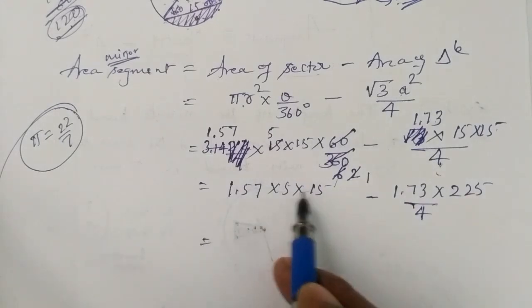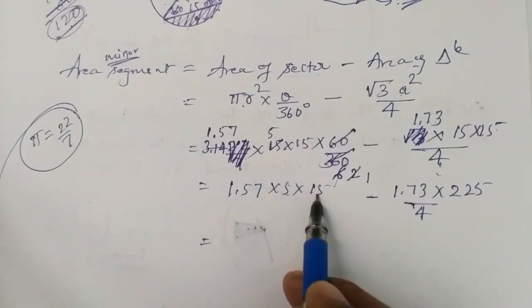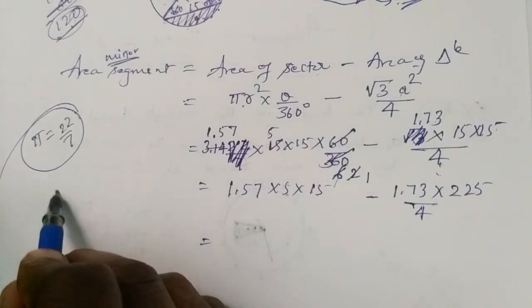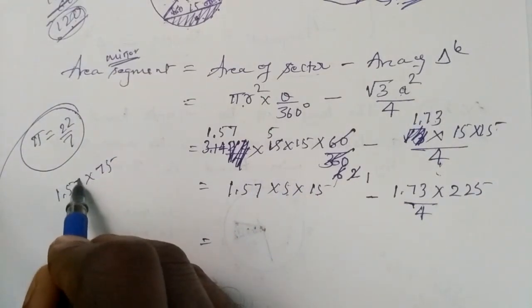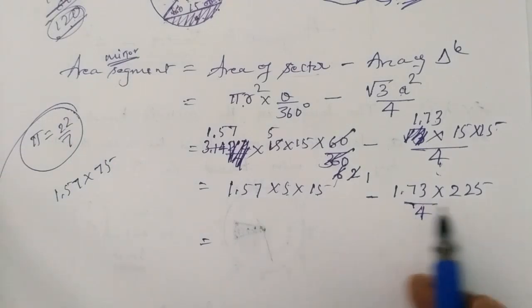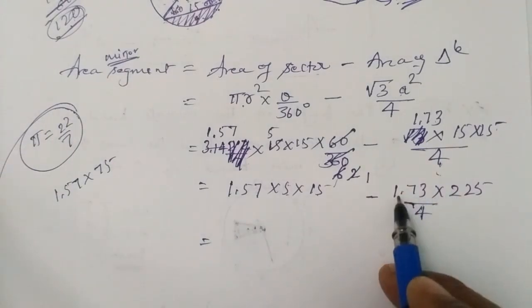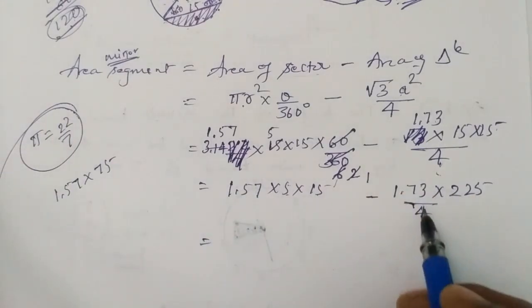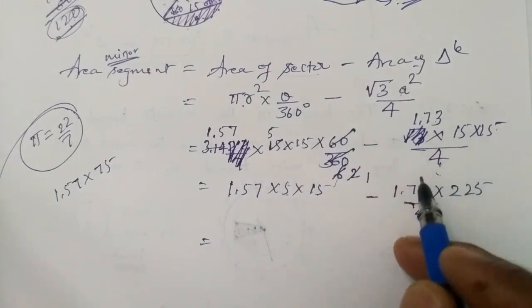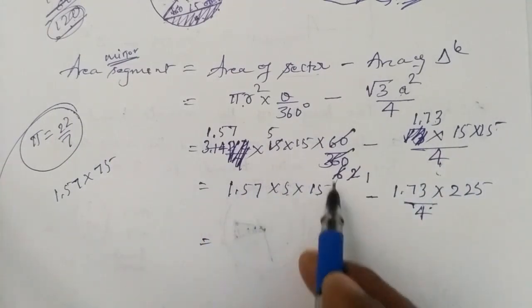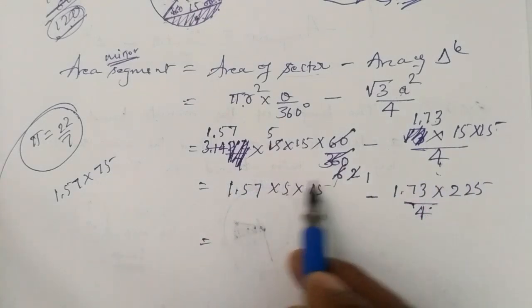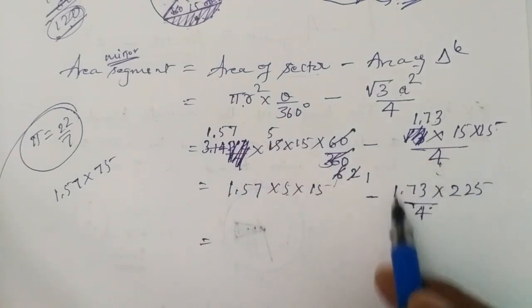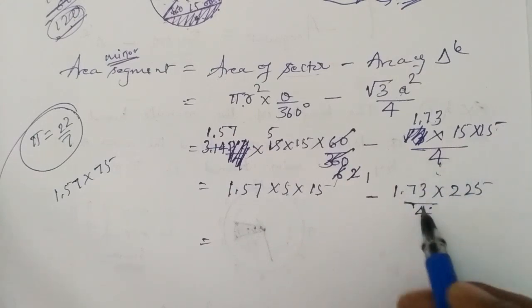Now these two multiply. 1.57 into 75, and next on this side, 1.73 into 225. First only we'll divide, then we go for multiplication, because here complete division is over. And if it is in fraction, it is difficult to subtract, right? So we get this also in decimal only.